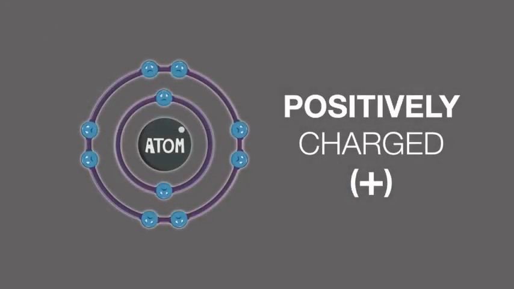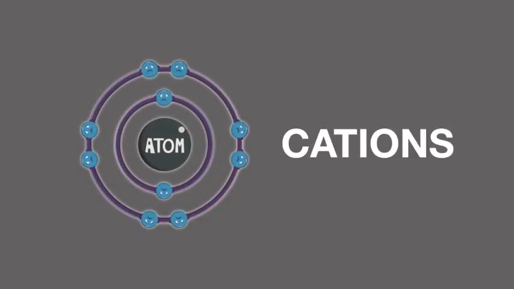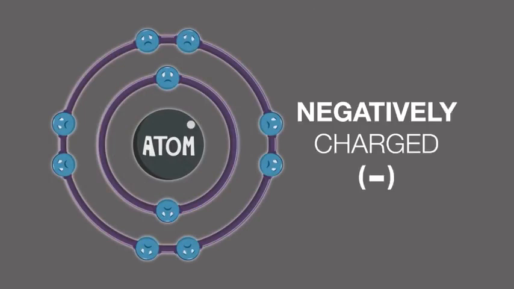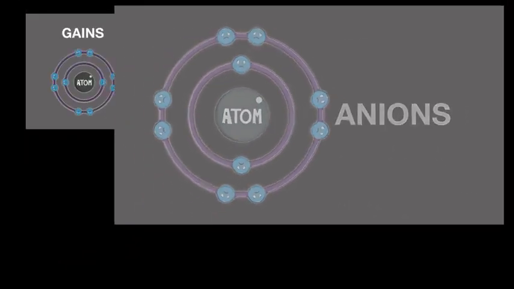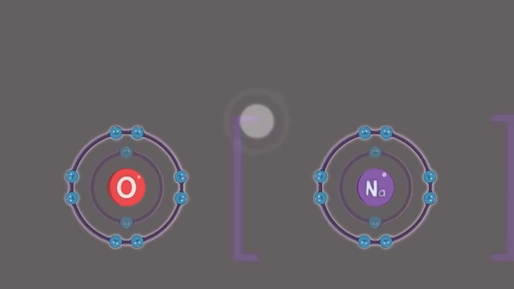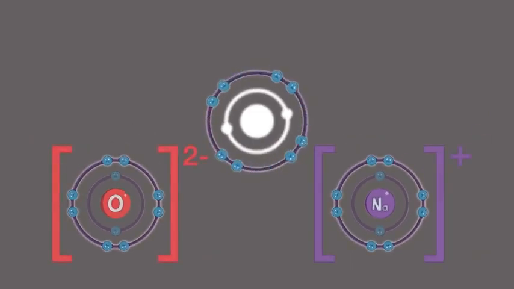A positively charged ion is known as a cation, and a negatively charged ion is known as an anion. The ions formed have the same electronic structure as their nearest noble gas.